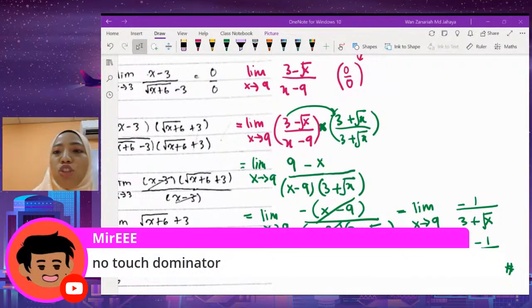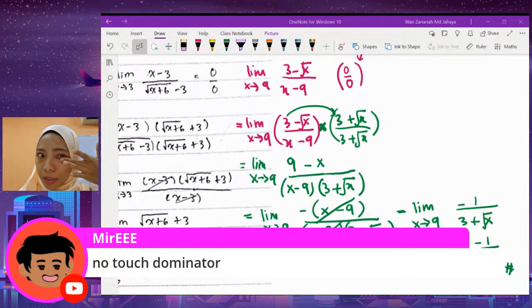Yes, do not touch the denominator. Dia tak semestinya denominator, sayang. Dia tak semestinya denominator. Okay, mata cikgu ada apa hitam-hitam ni?